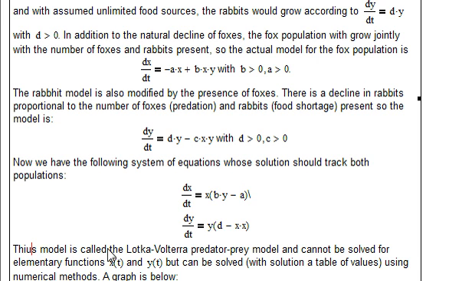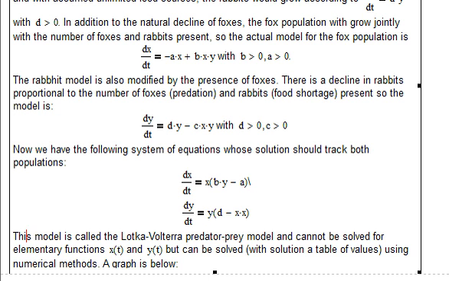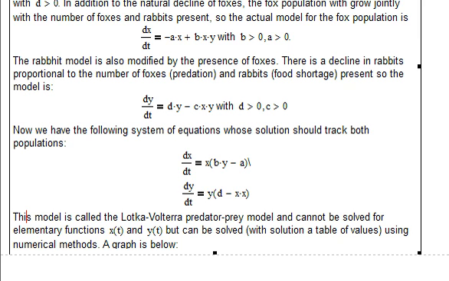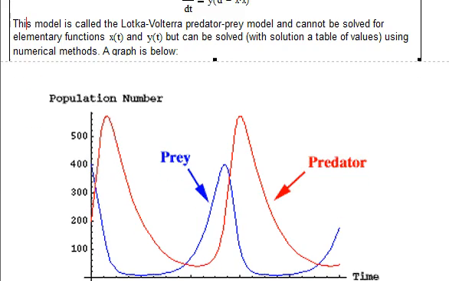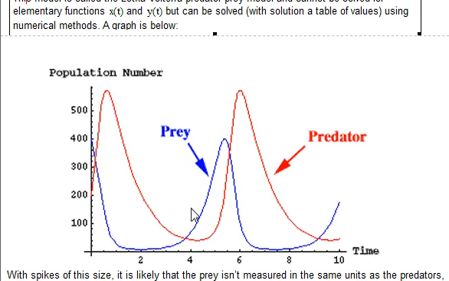This model is called the Lotka-Volterra predator-prey model, and we can't solve it for elementary functions x of t, y of t, but we can solve it with a table of values or something similar using numerical methods. And here's a graph of what the situation looks like. Keeping in mind this prey might be rabbits in hundreds and the predator might be foxes in foxes. Like one dot here, this is 500 foxes, but this might be 40,000 rabbits or something like that.